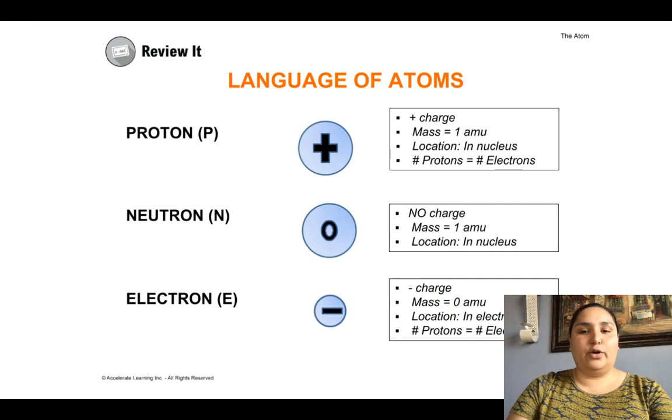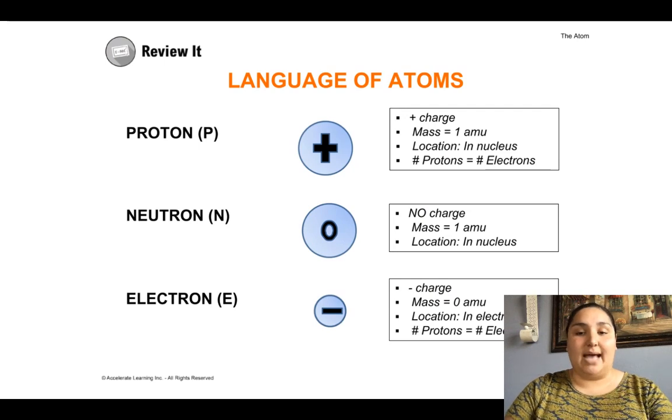That breaks it down for you in the next slide. If you need to take notes, I would pause this. Protons are positive. They have a mass of 1 AMU because they are located in the nucleus, and the nucleus has all of the mass. Your number of protons equals the number of electrons. Next, you have your neutrons. No charge. They have a mass of 1 AMU because they're also located in the nucleus. All my mass is located in the nucleus.